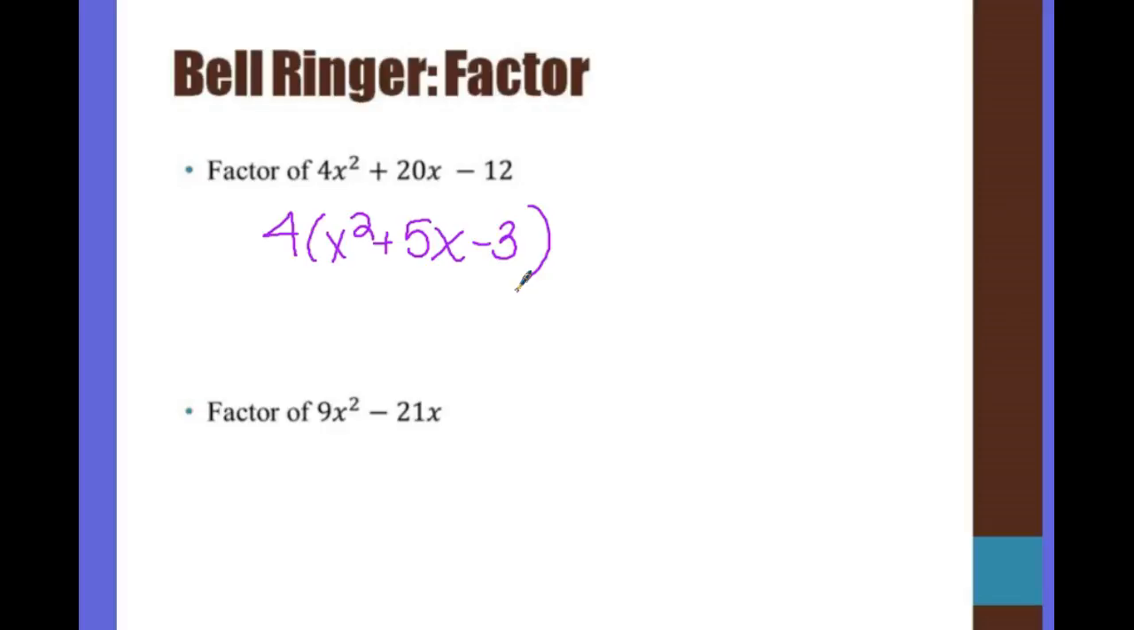So, is the inside stuff factorable? Are there factors of -3 that will ever add up to +5? No, so you're done. If this case occurs, don't make it harder on yourself.